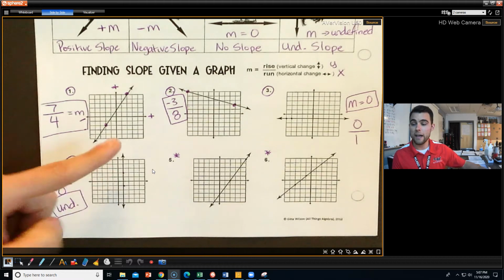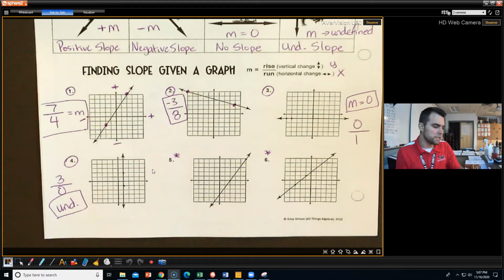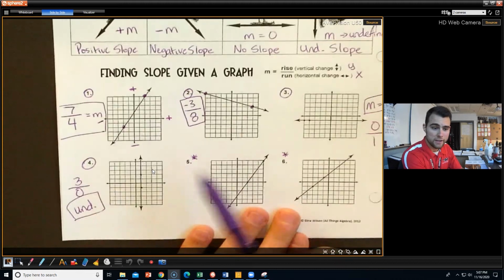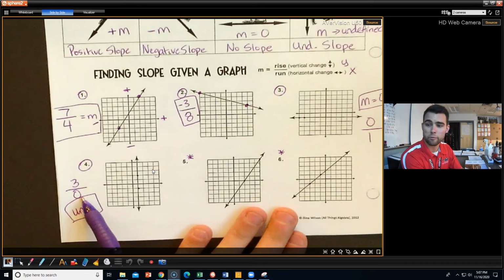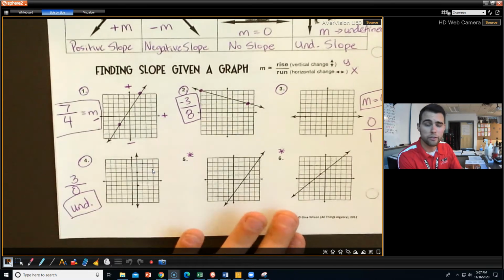Anytime you have a line that is completely vertical, it is always undefined. And that's what we said earlier, right? So we actually tried to verify this with rise over run. Couldn't do it, okay?